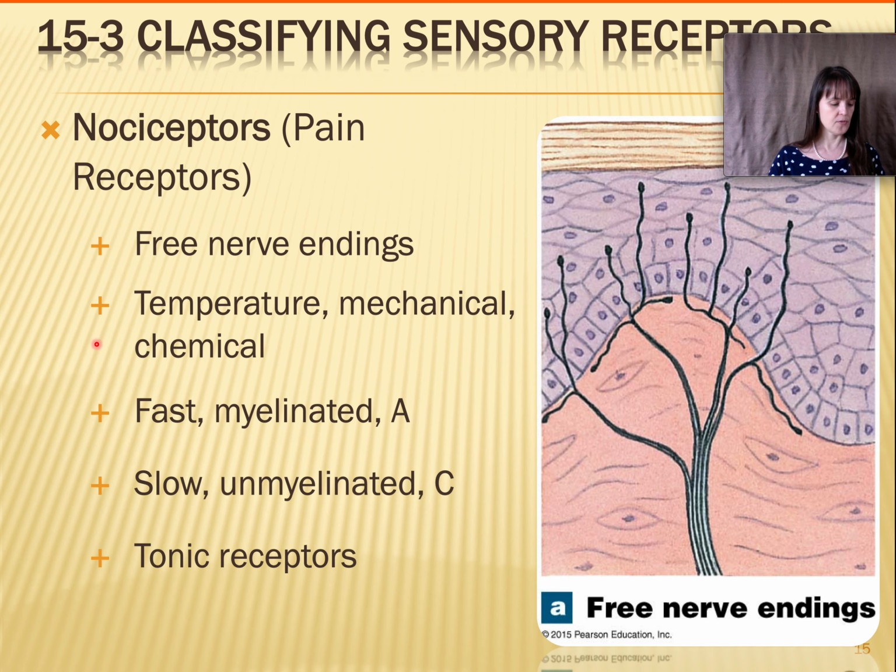And locations with few nociceptors include the visceral organs and other deep tissues. Nociceptors are free nerve endings, and here's a picture of what the free nerve endings in the skin look like. They're just nerve endings in between the cells. Nociceptors are sensitive to temperature, mechanical, and chemical extremes: temperature extremes, mechanical damage, and dissolved chemicals.